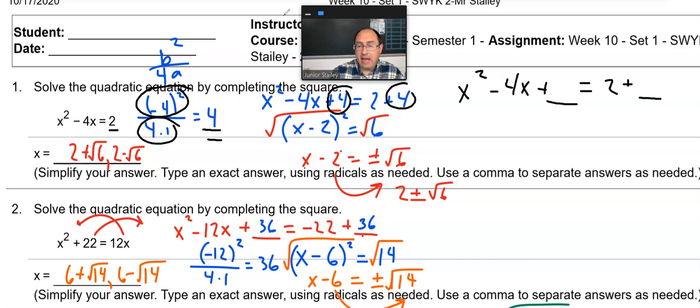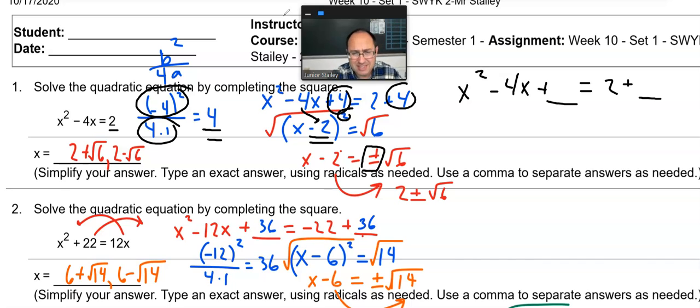Now, I'm factoring. Where does this negative 2 come from? It's half of this middle value, right? It's always half. So that's x minus 2 quantity squared equals, and 2 plus 4 on the other side is 6. How do we get rid of a square? Take a square root. And when we take the square root, we get the plus and minus.